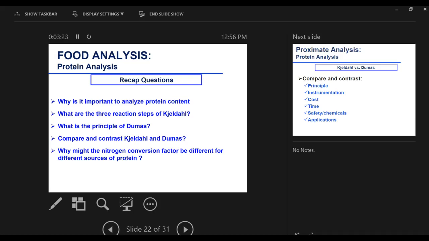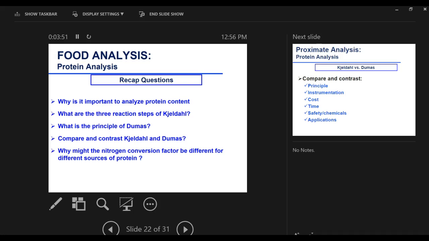Almost, I got in the vicinity. Just as a reminder, both Dumas and Kjeldahl work by measuring nitrogen. Dumas is nitrogen combustion with a furnace, whereas Kjeldahl is nitrogen digestion using concentrated sulfuric acid. So they're both measuring just nitrogen.